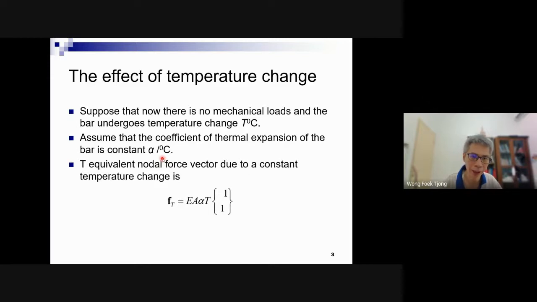Okay, and let's say the temperature change is also constant along the bar. So using the previous formulations, we can show that the equivalent nodal force due to temperature change T is given by this formula. E, A, alpha, T, with the vector minus 1, 1. This is the equivalent nodal force on one element.